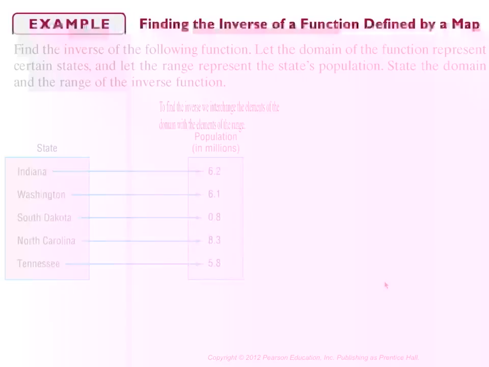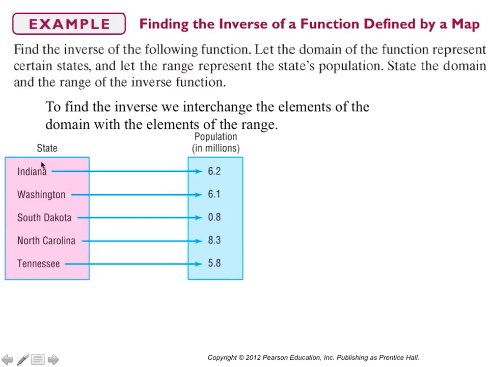So if we look at an example here, we have states and we have populations. We have Indiana with 6.2 million people, Washington with 6.1, South Dakota with a little less than a million, 0.8 million, North Carolina with 8.3 million, and Tennessee with 5.8 million. So we see we have 5 different states, 5 different populations. So we have 5 different x's, 5 different y's. So this is definitely a function, definitely a one-to-one function.